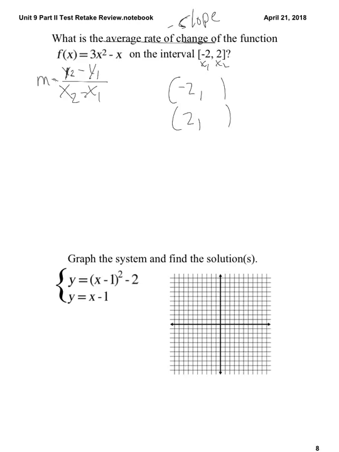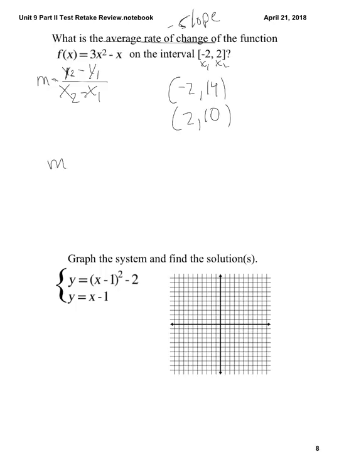Well, I'm going to go into my calculator. In y1, I'm going to type 3x squared minus x, and then I'm going to go to second graph to get to my table. As I do that, I'm going to go to x equals -2. When x is equal to -2, my y value is 14. When x is equal to positive 2, my y value is 10.